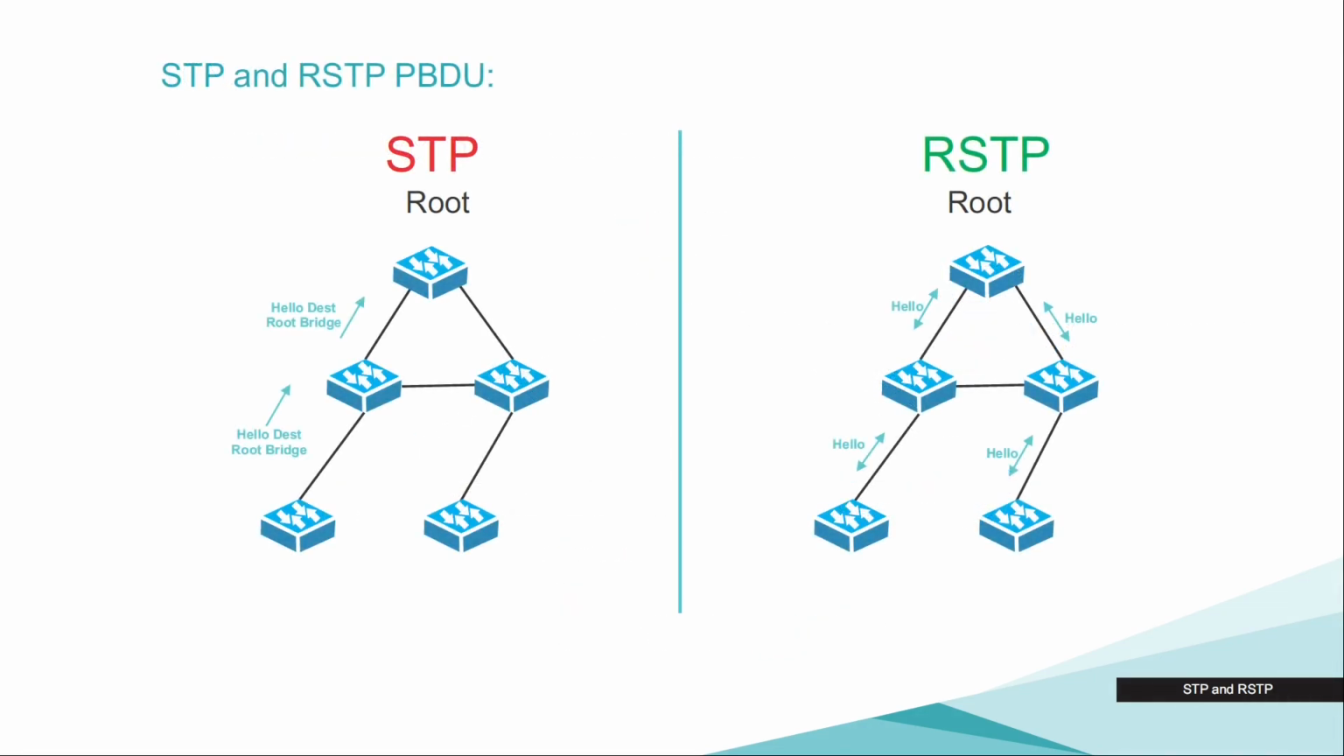The next big difference between STP and RSTP is sending the BPDU hello message. For classic spanning tree protocol, the hello BPDU message is sent to the root bridge. For RSTP, the hello messages are exchanged between all the switches. Same thing for the TCN, or topology change notification. For classic spanning tree protocol, the TCN is sent with the destination of the root bridge switch, and for RSTP, the TCN is exchanged between all the switches.